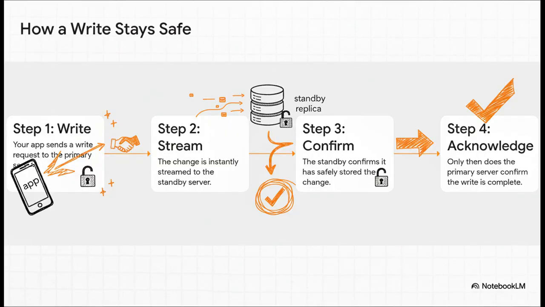Now check this out. This is the secret sauce for keeping data safe. When your app tries to save something, the primary server doesn't just write it down and say, okay, we're good. No way. First, it instantly sends that change over to the standby replica. The standby then has to radio back and say, yep, I've got it. It's safe over here too. Only after it gets that confirmation does the primary finally tell your app, okay, the write is complete. That little two-way handshake is the key to guaranteeing zero data loss.